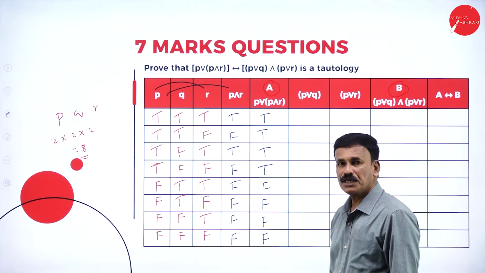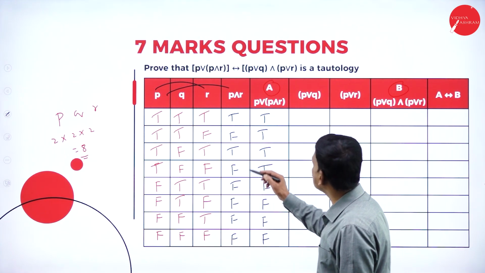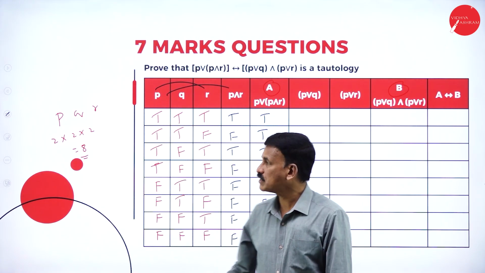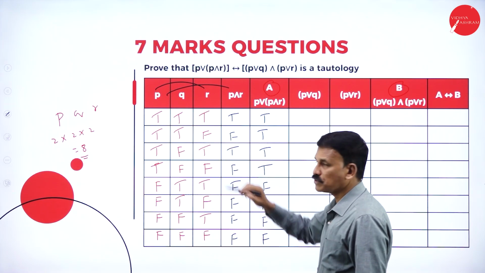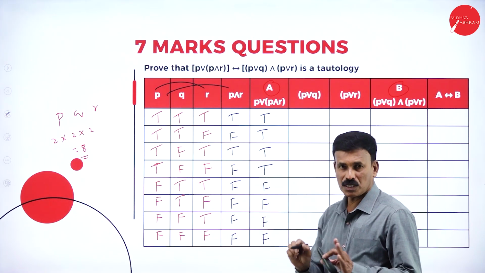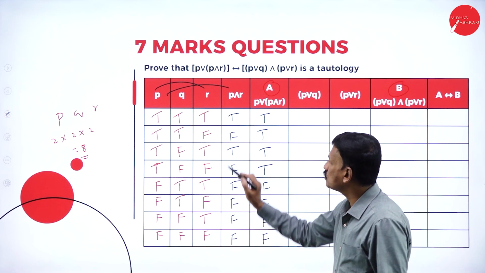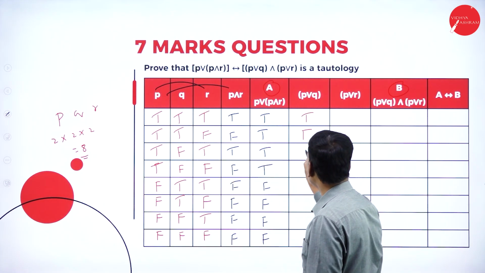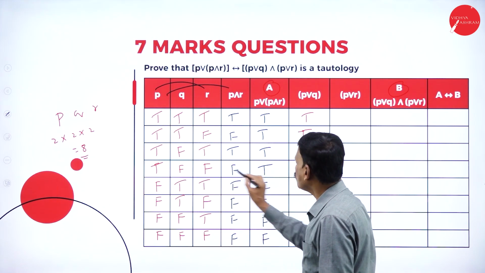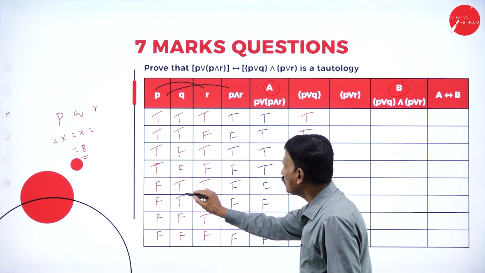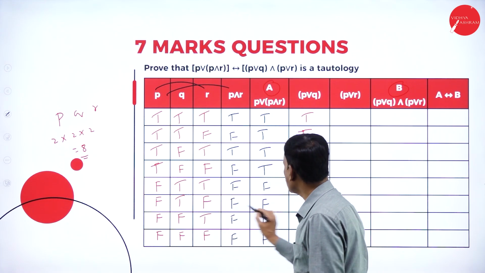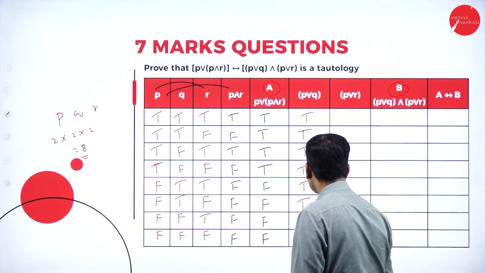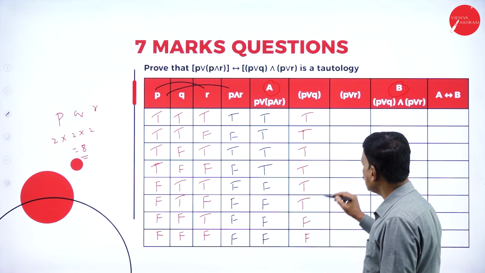Okay. Now, write down P disjunction Q. The disjunction between P and Q is nothing but false and false is false. In all other cases, it is true. So, true and true is true. True and true is also true. True and false is also true. Again, true and false is also true. Again, false and true is true. False and true is also true. False and false is false. False and false is false. Okay. T, T, T, T and F.